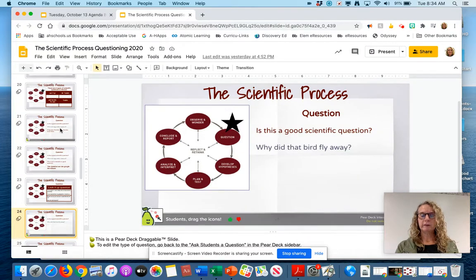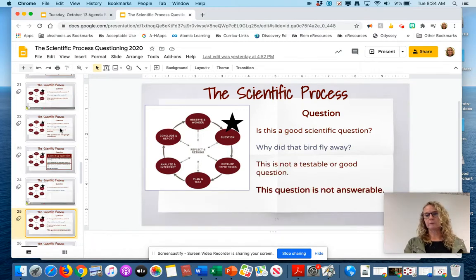Is this a good scientific question? Why did that bird fly away? Well, is it testable? No, it's not answerable. There are a whole bunch of reasons why the bird might fly away. You might have scared it. It might have seen food. It might have heard a noise. It might see prey or see a predator. There's all kinds of reasons, and we can't ask the bird, and we can't take data on that, so that's not a good question.